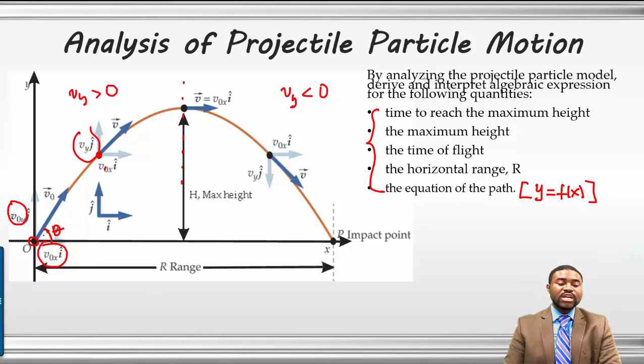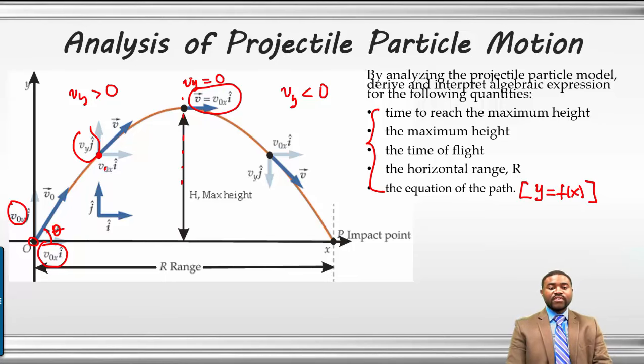Why? Because in the first half of the motion, the object is rising, and in the second half of the motion, the object is what? Falling. Do you understand that? But at maximum height, vy is equal to what? Zero. Vx is not equal to zero. What this means is that at maximum height, the velocity of the object is purely horizontal. Don't forget this, the velocity of the object is purely horizontal.